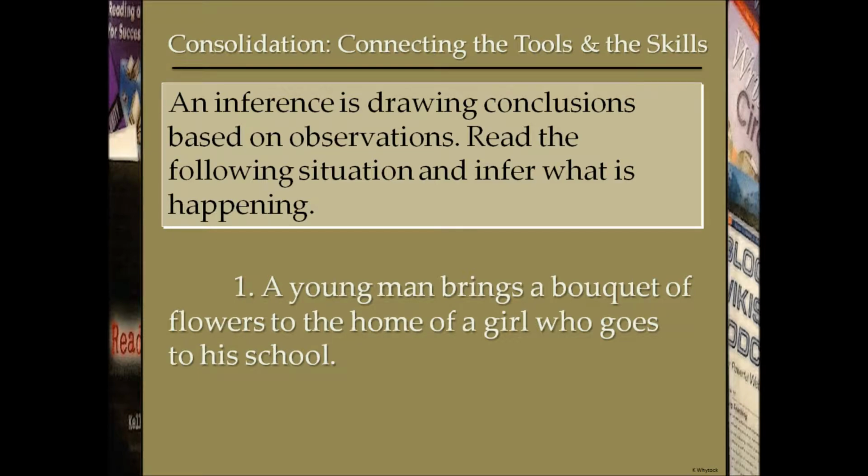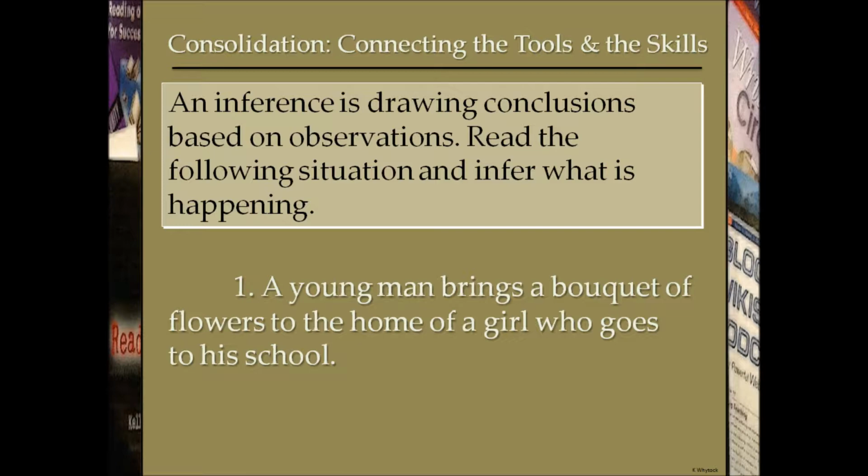So here's the situation. A young man brings a bouquet of flowers to the home of a girl who goes to his school. What do we infer? What's happening here? We're not given the whole story. We have to infer. So I'm going to infer that maybe he likes the girl and maybe he's going to ask her out on a date. Okay? So how do I make that inference? What's my educated guess? Well, my guess is a bouquet of flowers is a sign of affection. It's not a sign of I hate you, they're not breaking up. It's not usually something you do for someone who's just a friend. There's usually a romance involved.